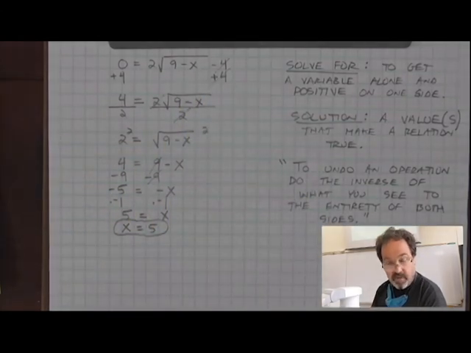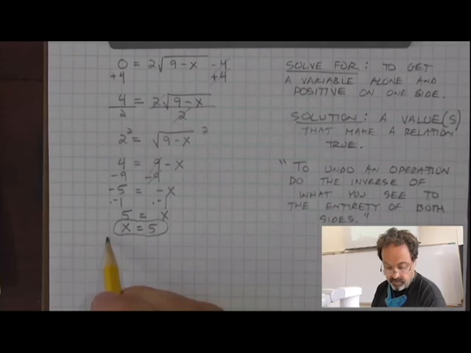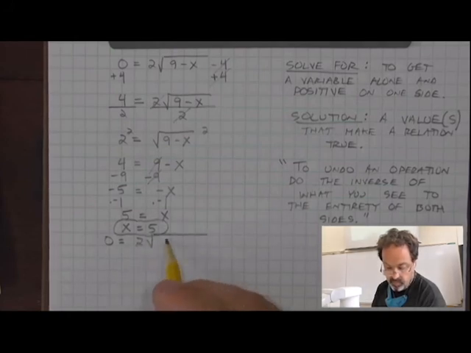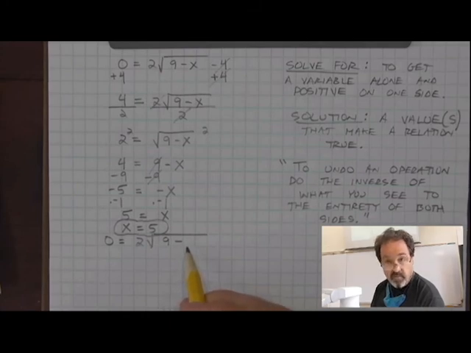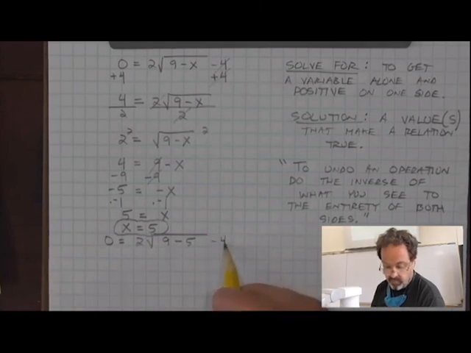Well, what does it mean to make it true? Let's see. Let's do that substitution. I'm going to rewrite the original equation. 0 is equal to 2 times the square root of 9 minus, but now instead of x, I'm going to substitute the value 5 in, because I believe that 5 is the solution, and I finish up minus 4. There's no variables in here. I'm going to evaluate both sides.